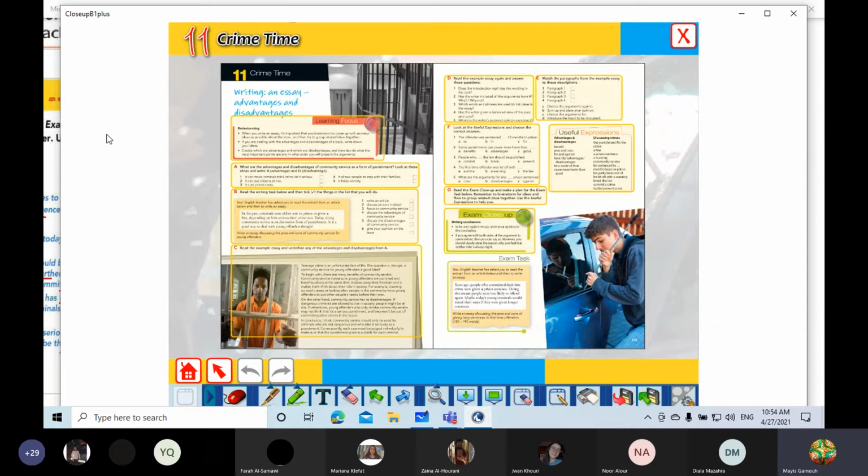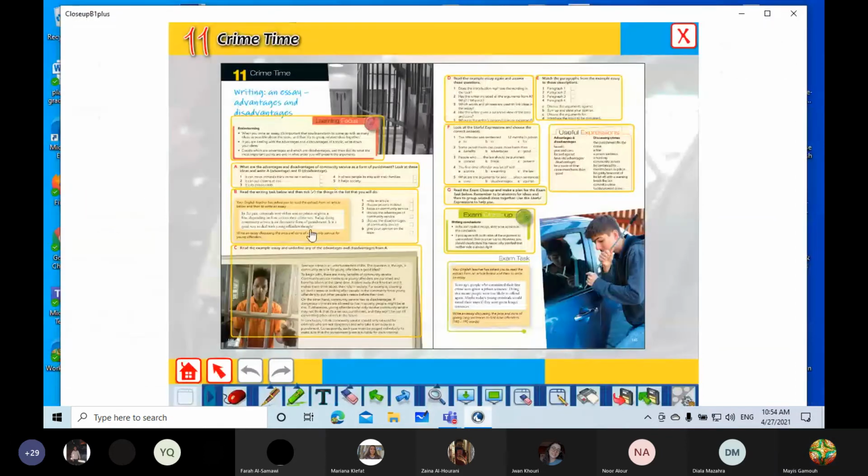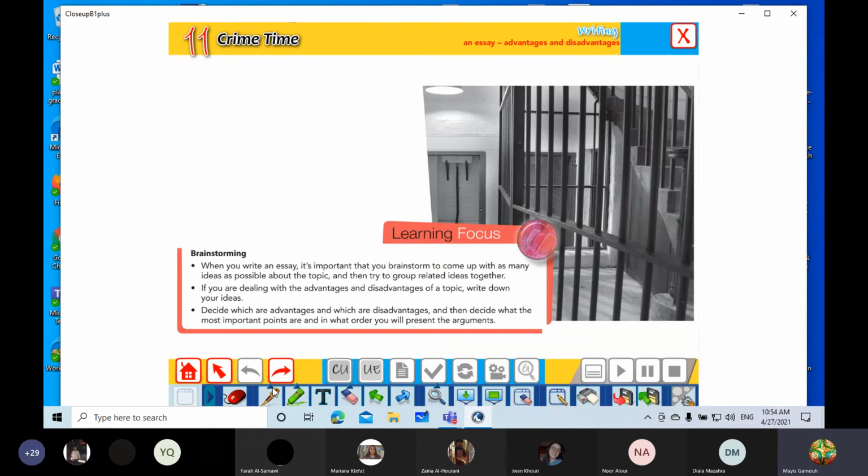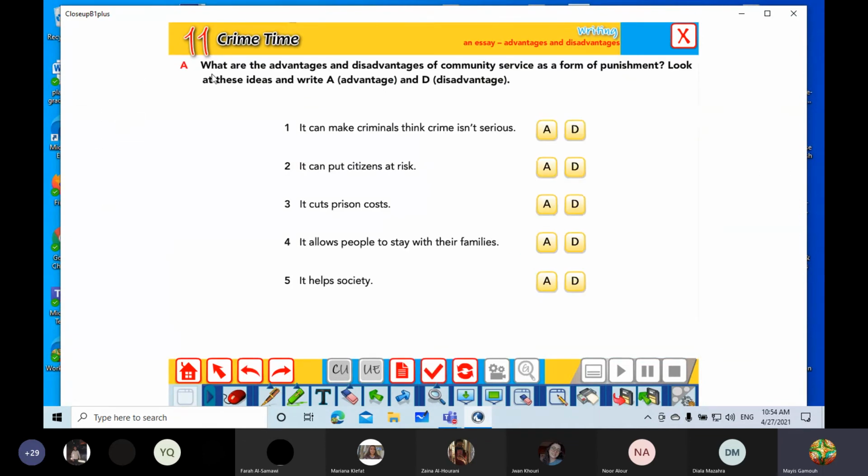But now let's all go to your students' book to page 144 and start doing our exercises. So here we have the first exercise and the instruction of it. What are the advantages and disadvantages of community service? So we are going to talk about community service if we commit a crime as a form of punishment. We are going to discuss the advantages and disadvantages regarding this form of punishment.